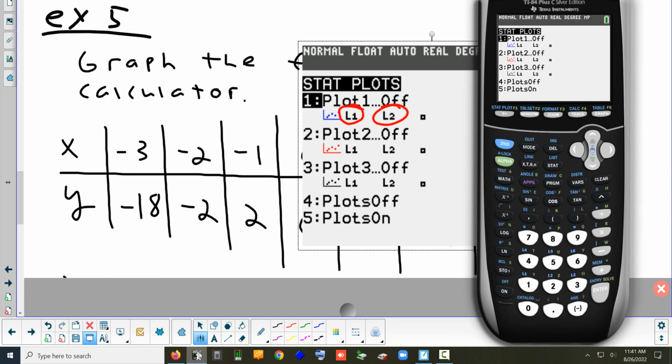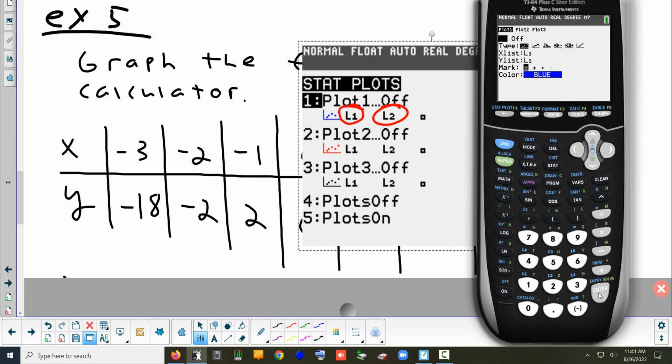All we have to do here, it says it's off. I want to turn it on. I'm going to hit enter, just on the first one. I can choose to turn it on. I can also change whether it makes a bar graph, box and whisker plot. I can change all kinds of things, and I don't. Don't change anything else other than go from off to on. That's all I want you to do. So everyone's plot one should have a black box around it now.